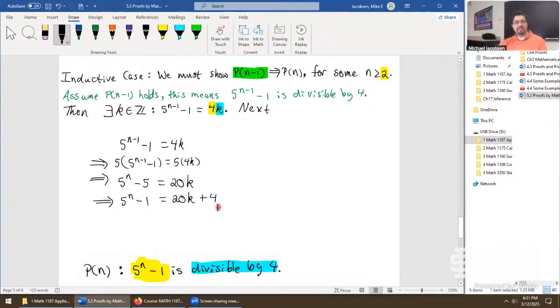We're basically there, right? Just factor out the 4. Let's write down one more implication. The last equation implies 5^n - 1 = 4 factored out, leaving behind 5k + 1.